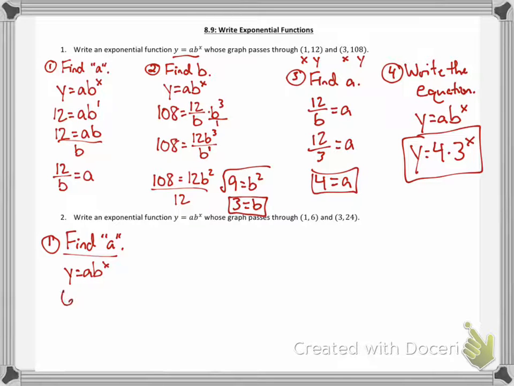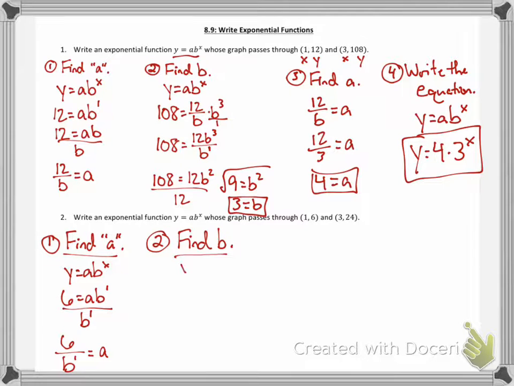So plugging in the 6 for y and the 1 for x. So ultimately, to get a by itself, and if it helps, I'm just going to leave that b to the first there. Again, if I want to get the a by itself, I divide away the b. So I'd have 6 over b to the first equals a. Now I'm going to use that to actually go find b.